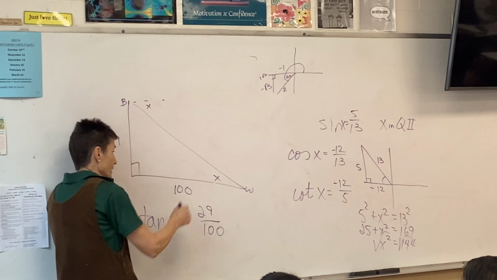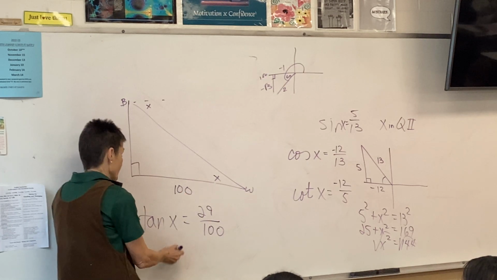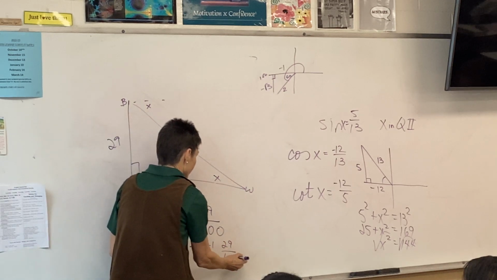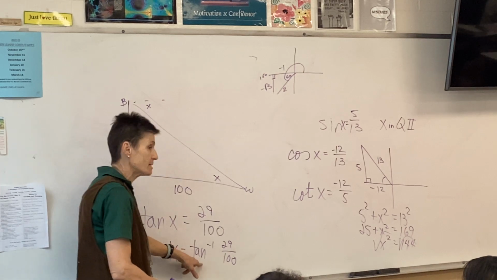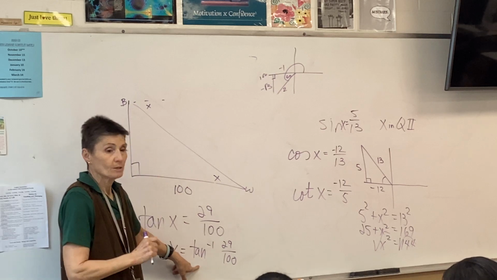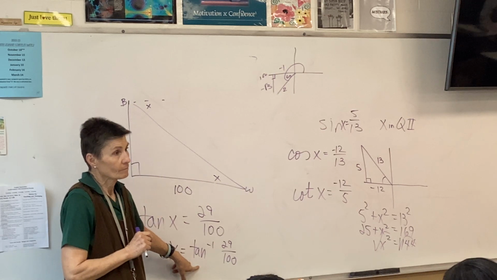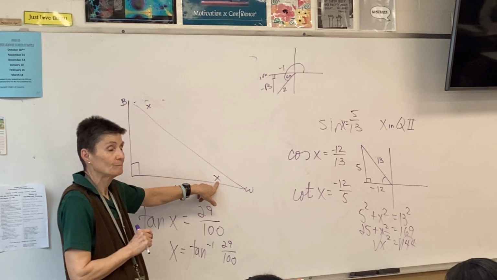Guys, if you're looking for an angle, the only way to find it is to use your second tangent button. That is the only way to find an angle. You use this button for one purpose only, to find an angle. Never use this button unless you're trying to find an angle.